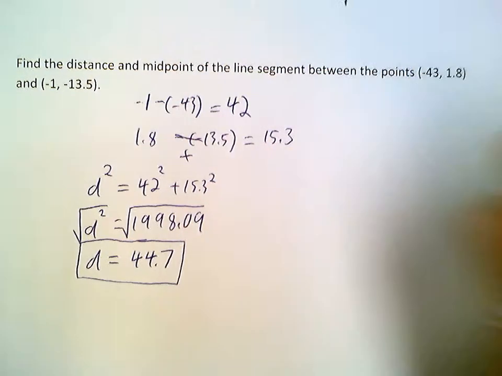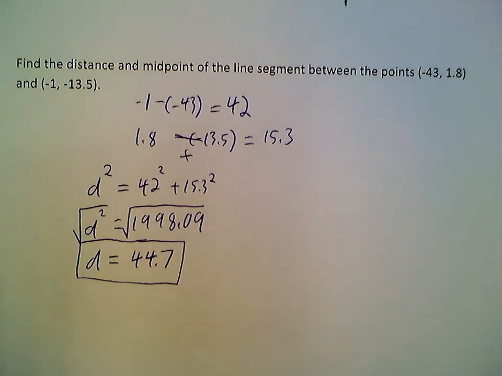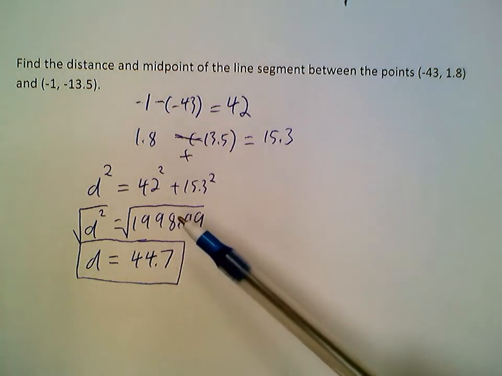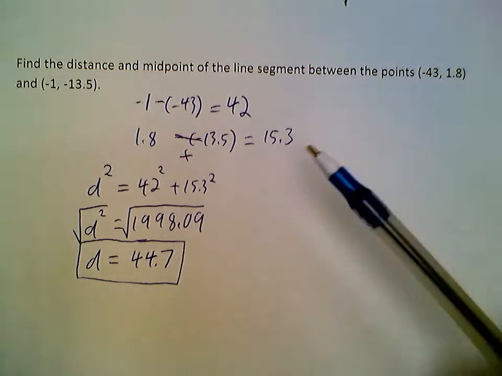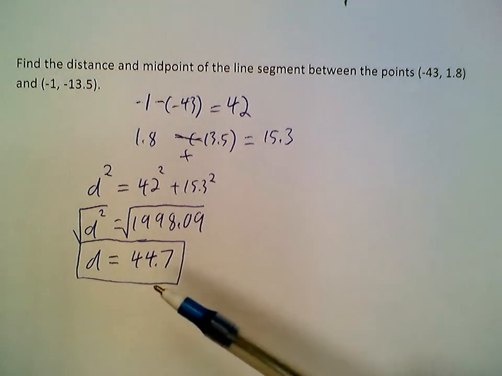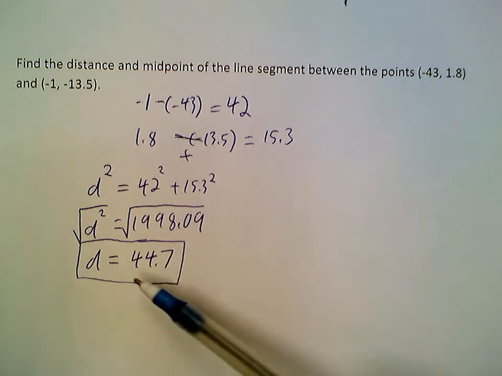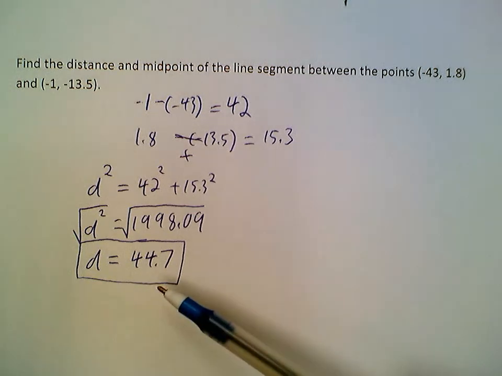Now one thing I should point out that I don't think I pointed out in the last example is when you do square root things, you get a positive and a negative answer, but you ignore the negative one because since we're talking about a distance, the distance is always positive. Okay, so distance is 44.7.